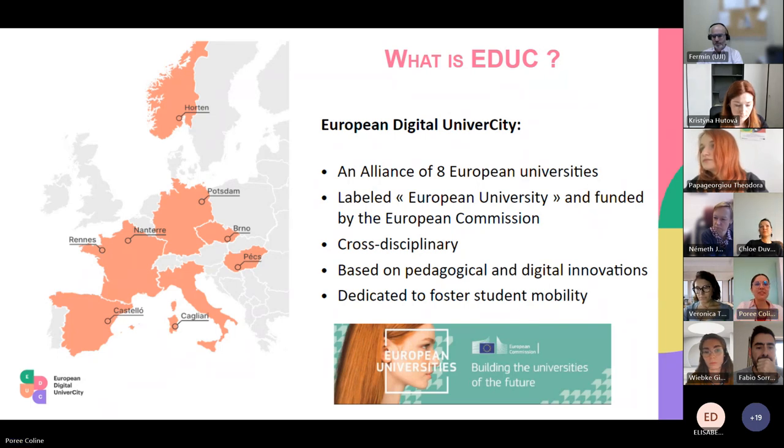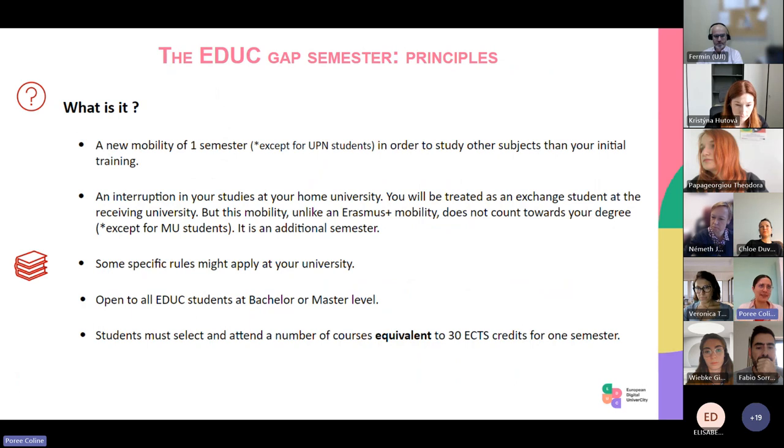And we are dedicated to foster student mobility, which we are trying to do with the gap semester, for example. And what is the gap semester, you might ask? Basically, it's a new mobility of one semester, except for UPN students, if there are some of you here, but you can ask us directly at UPN if you have questions. The goal of this mobility is to study other subjects than what you're initially studying at your home university.